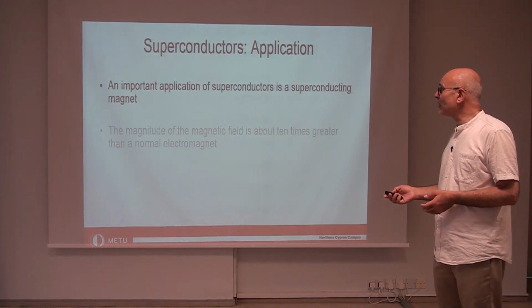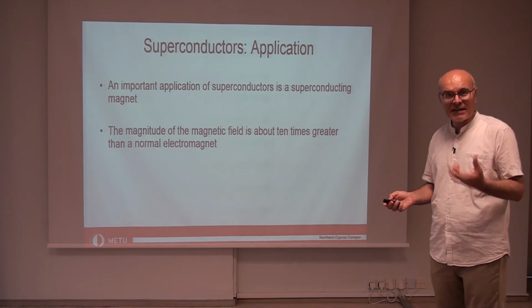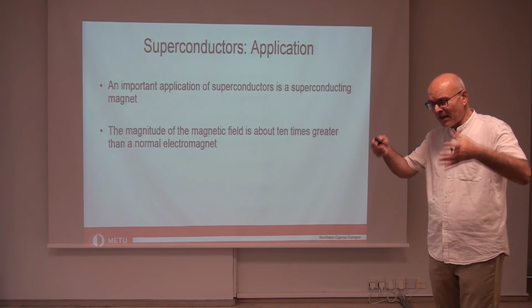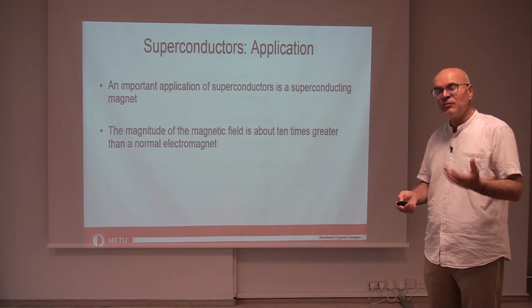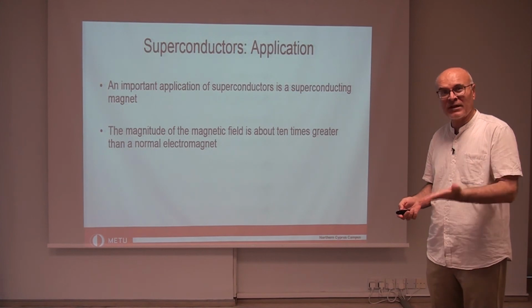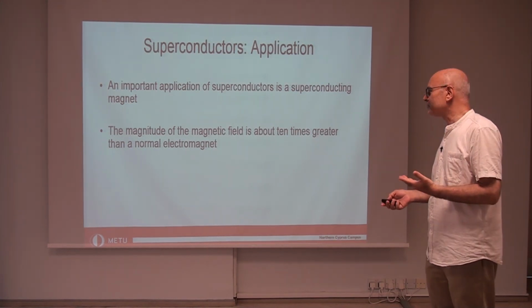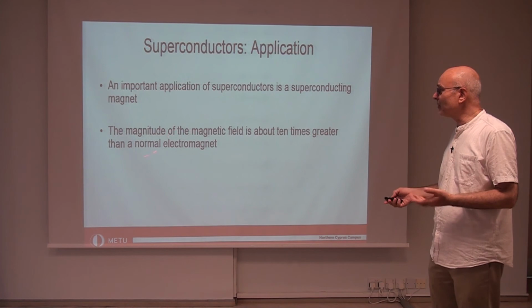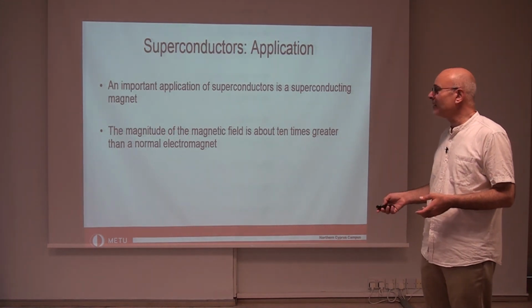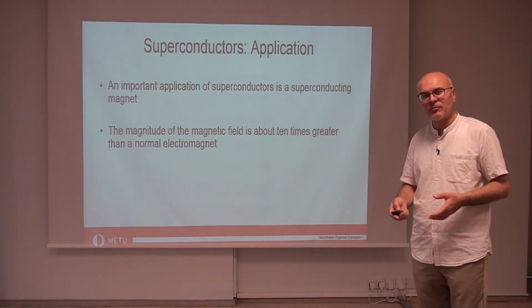Applications of superconductors are actually the supermagnets, and in these supermagnets, the magnet is cooled down, usually in liquid helium, because only then you can reach these very low temperatures, below the critical temperature. And in this case, because you are producing huge currents, the magnetic field produced is about 10 times greater than a normal, huge electromagnet.